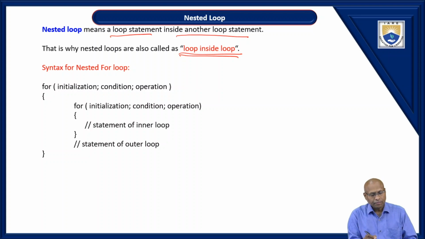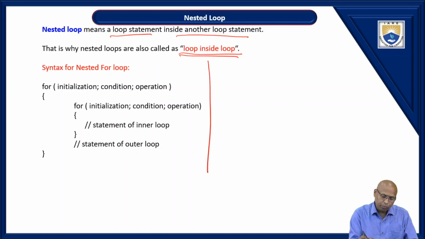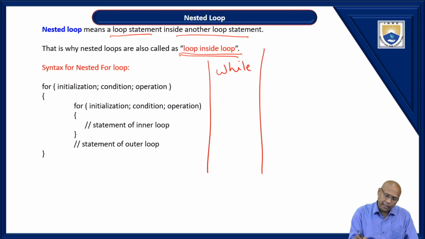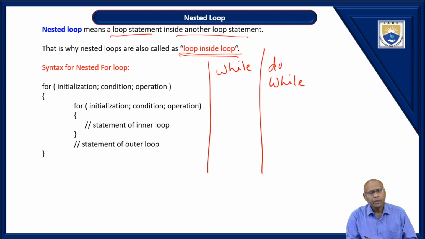The syntax: you can write the nested loop using for loop. You can write nested loop using while loop. You can write the nested loop using do while also. So for nested loop there is no restriction. The syntax for the nested loop using for loop I have given now.